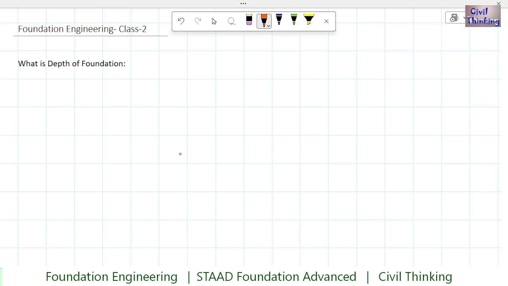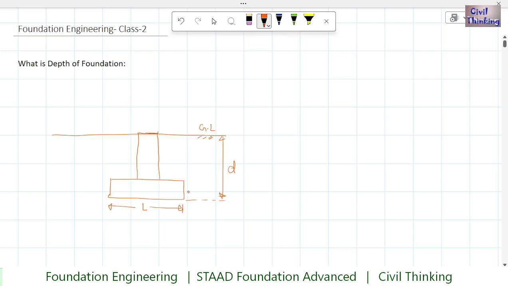The first and foremost important thing to learn in foundation engineering is the depth of foundation. So what is depth of foundation? Depth of foundation is the depth from the ground level to the bottommost surface of the foundation. For example, if we have this ground level and we have a foundation here, and here we have one column, then from the ground level to the bottom, this is the depth of foundation D. Besides that, L is the length of the foundation, and H is the thickness of the foundation.